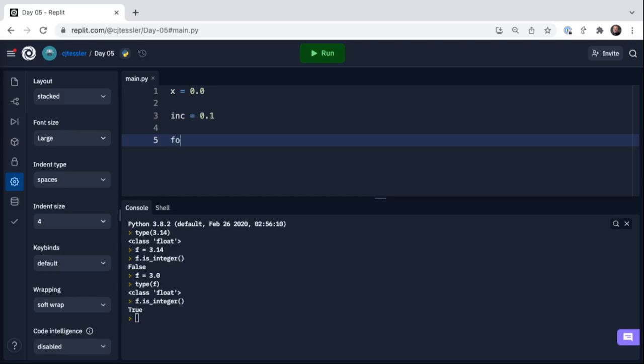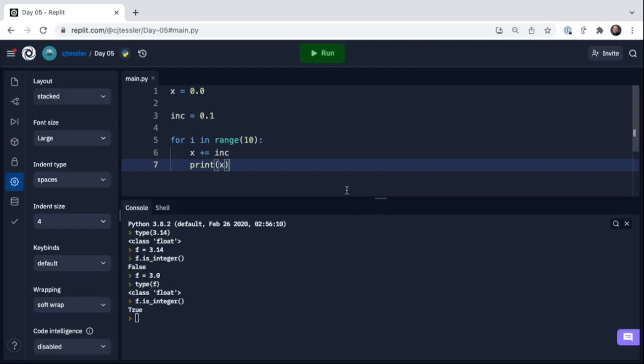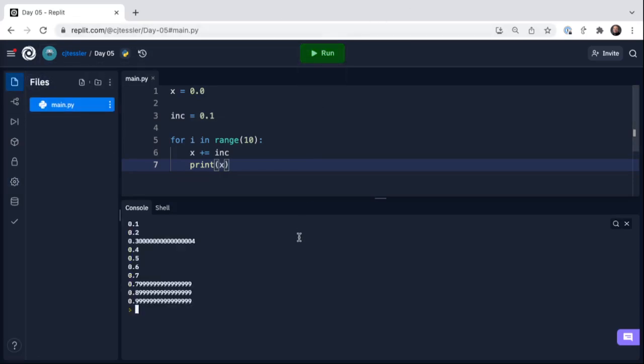The way we do that is we'll say for i in range of 10, because remember, that's going to go through a loop 10 times. And each time we're going to add to x some increment, which is 0.01. And just to see what happens, let's print x. Let's run this so we can see what is happening. As we run this, you can already see there's some really strange behavior right here. And we're going to explore that a little bit more.